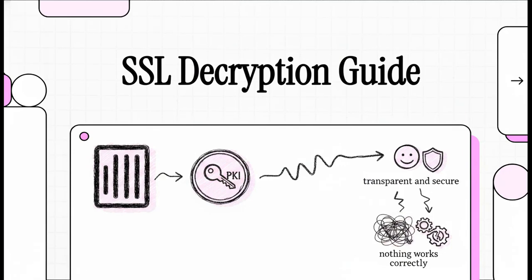Today, we're taking SSL decryption out of the theory books and straight into production in this explainer. Let's set the stage right off the bat, okay? Integrating your firewall with your PKI, your public key infrastructure, is absolutely critical. I mean, it's make or break. If you get it right, it's completely transparent. Users won't even know it's there. But if you get it wrong, literally nothing works.